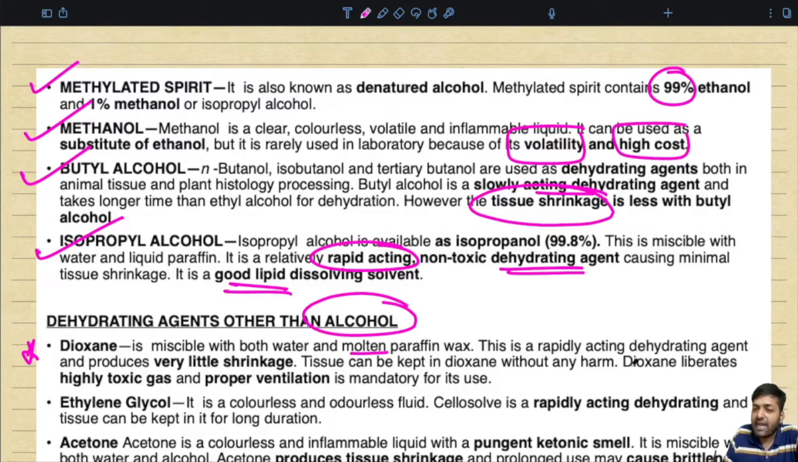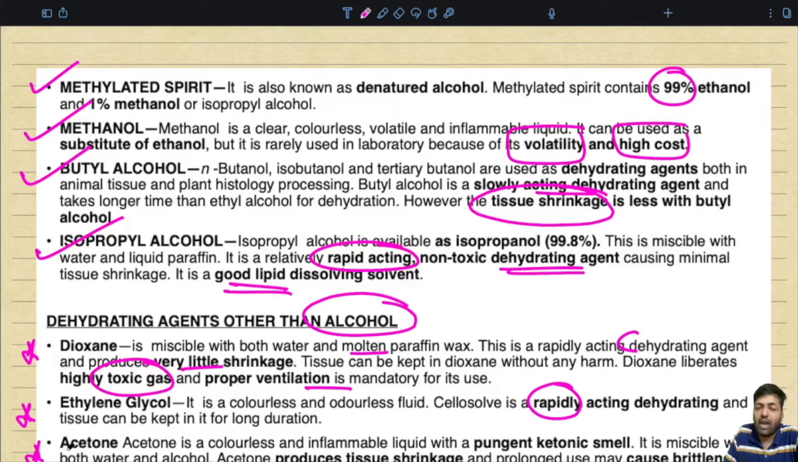Now, this is a rapidly acting dehydrating agent and produces very little shrinkage. Tissue can be kept in dioxane without any harm. Dioxane liberates highly toxic gas and proper ventilation is mandatory for its use. Again, it is expensive. Ethylene glycol is a colorless, odorless fluid. It is a rapidly acting dehydrating agent and tissue can be kept in it for a longer duration.